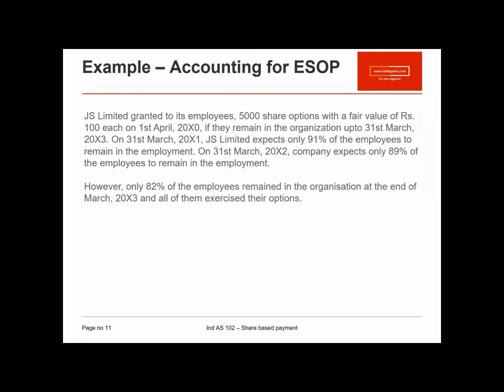Let's say JS Limited has granted to its employees 5,000 share options, and each of the options has a fair value of rupees 100, and this was granted on 1st of April 2000. And they need to remain in the organization till 31st March 2003. So basically, 3 years is something which an employee will have to serve in the organization, and then only he will be entitled to these share options. So what do we call this condition? Service condition. Okay.